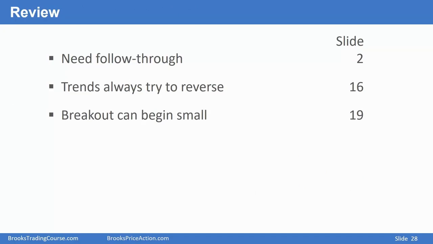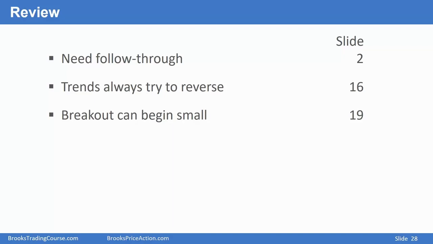In this video, I talked about the importance of follow-through after a breakout. If the follow-through bar is in the same direction as the breakout bar, there is a higher probability the trend will continue at least a little bit. Because trends are always trying to reverse, traders will bet that the reversals will fail. So if you have a bull trend and then a bear bar, bulls will buy that bear close. If you have a bear trend and a bull bar, traders will sell that close.